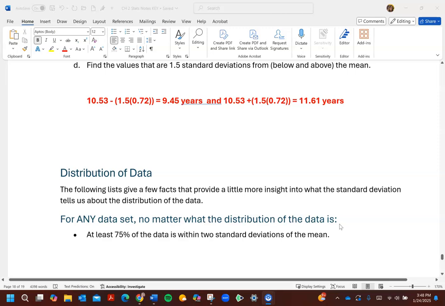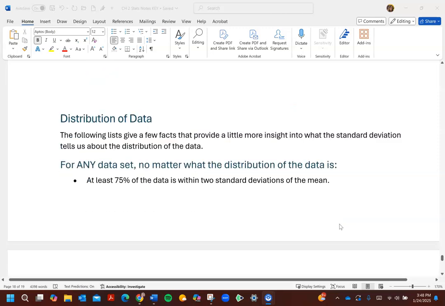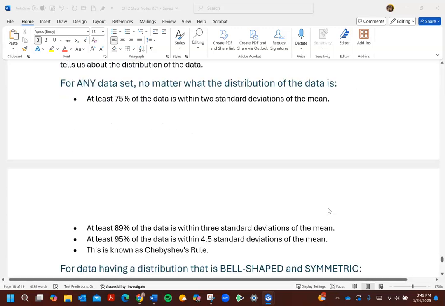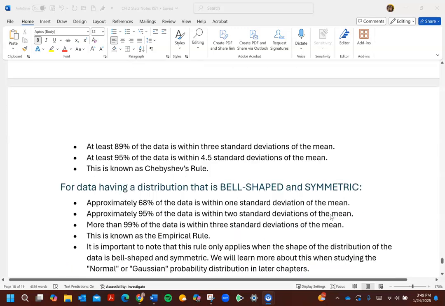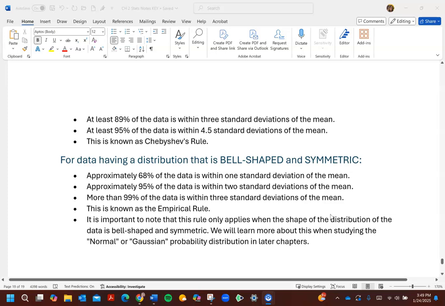So that brings us to the end, really, of this section. We'll be looking more into distribution of data and how the graphs will lay out in bell-shaped and symmetric. Empirical rule, we'll look at that more thoroughly in future lessons.